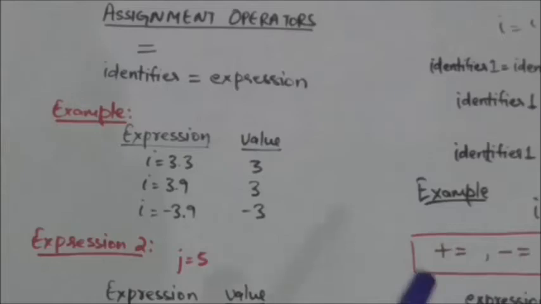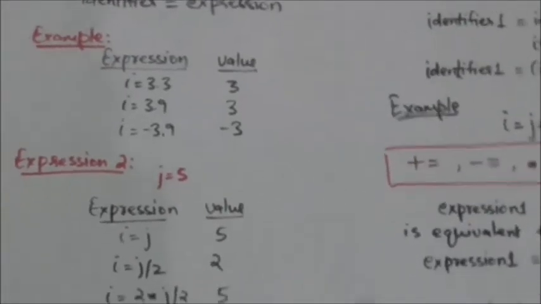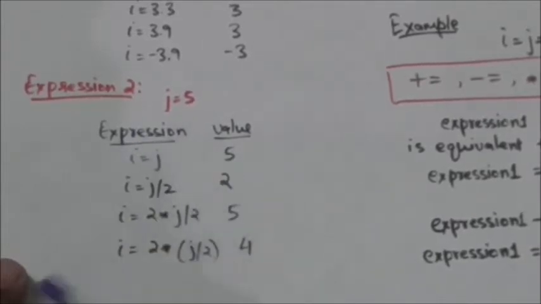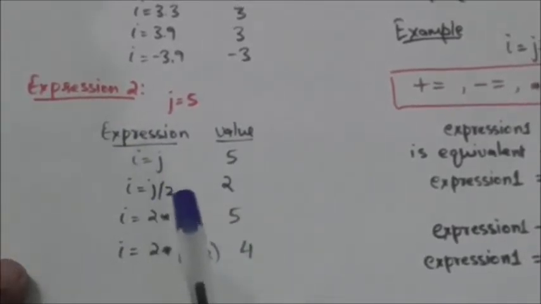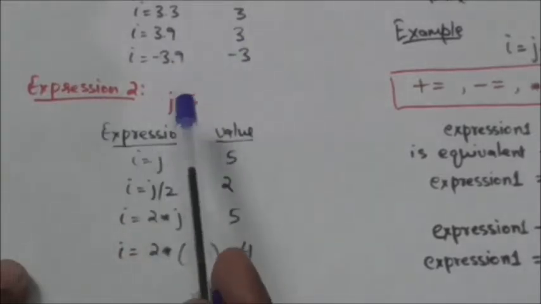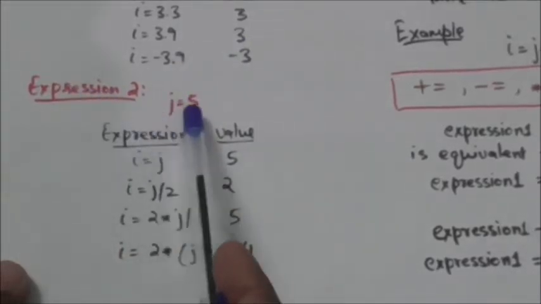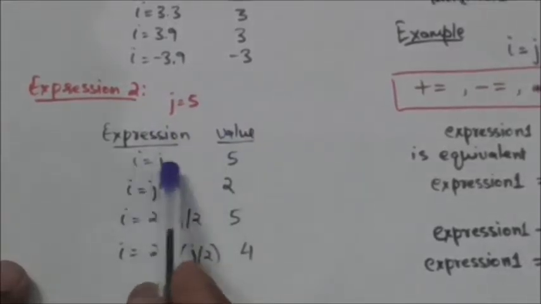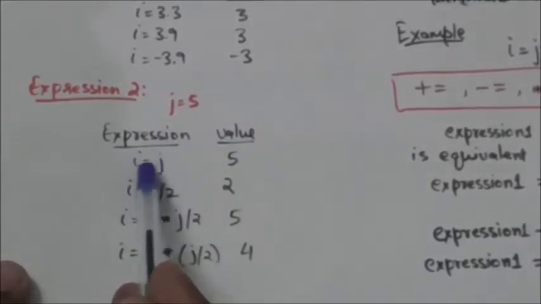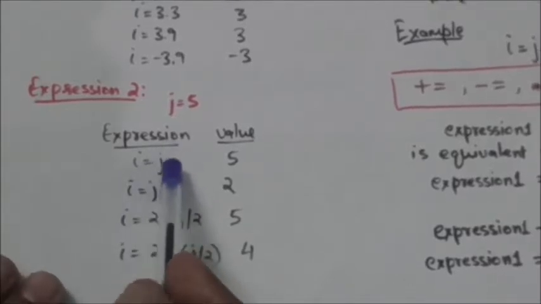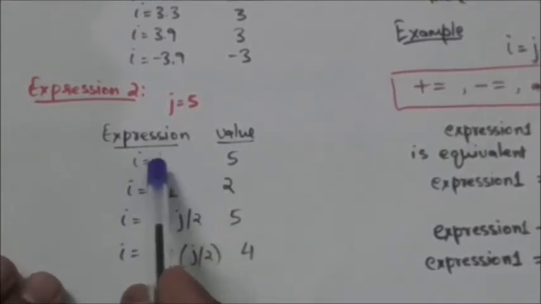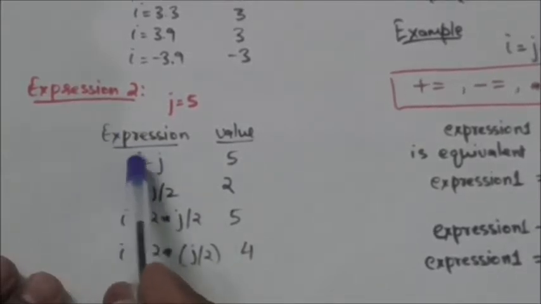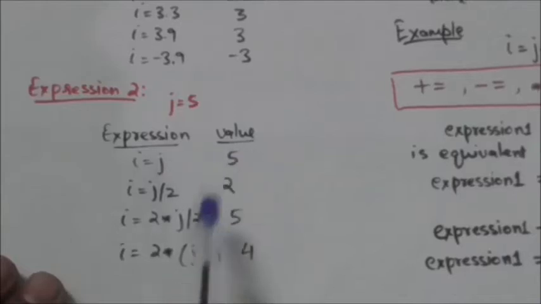Now let us see another example. Suppose I and j both are integer type variables, and j has been assigned a value of 5. The value of j is 5. Now see this expression. In this expression what will happen? This value of j, which is 5, will be assigned to variable I. I is also an integer type variable, so the value of I will become 5.